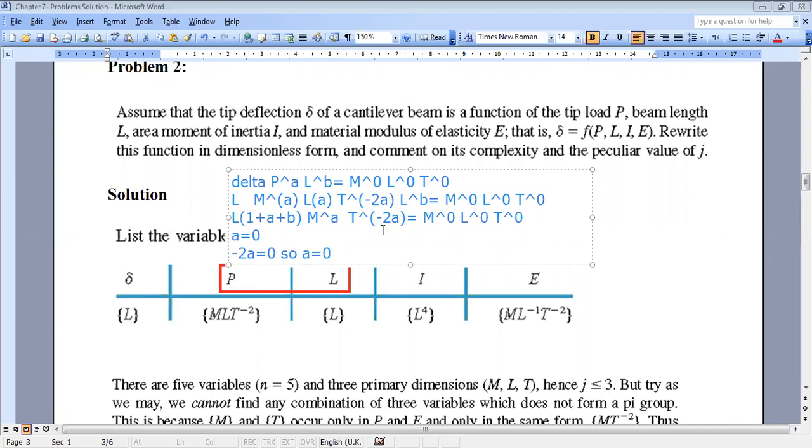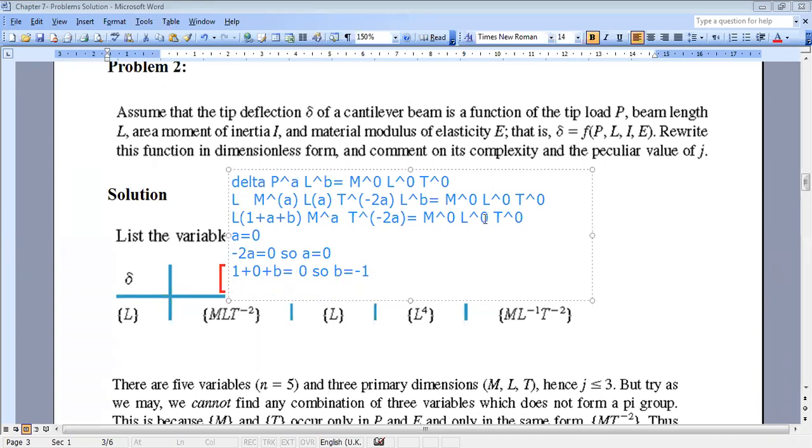If you continue, you will find this result. What is the coefficient of L here? The coefficient of L is 1 plus A, and we found that A is 0, plus B, and from the other side the coefficient of L is 0, so we put it equal to 0. What can we deduce? B is equal to minus 1. So what is our group? Delta times L to the power minus 1 is my group. This is group number 1, pi 1. So pi 1 is delta over L, as expected.